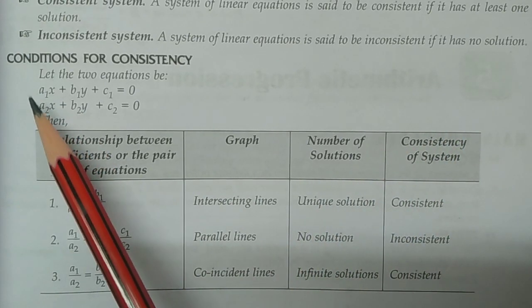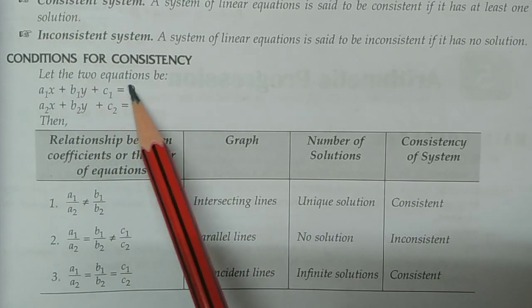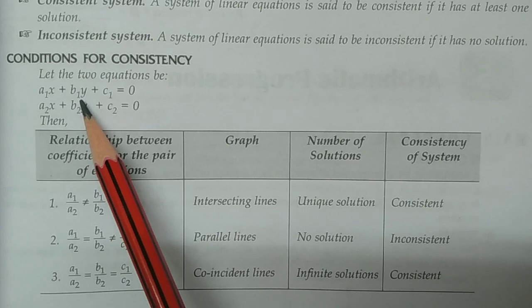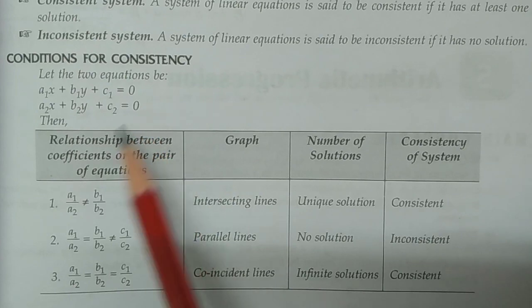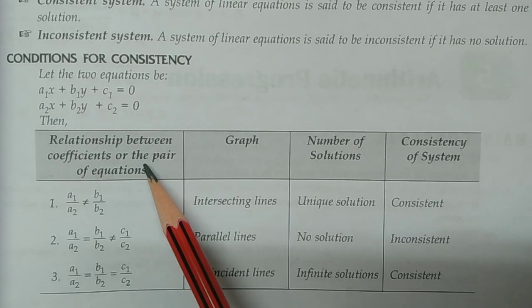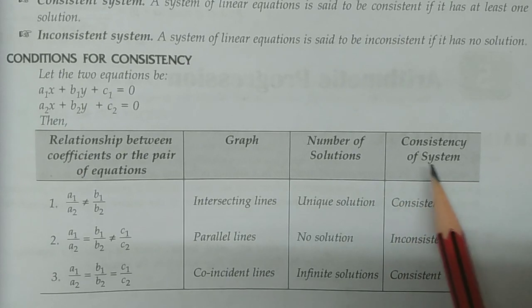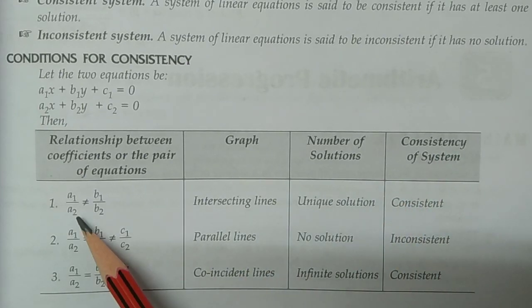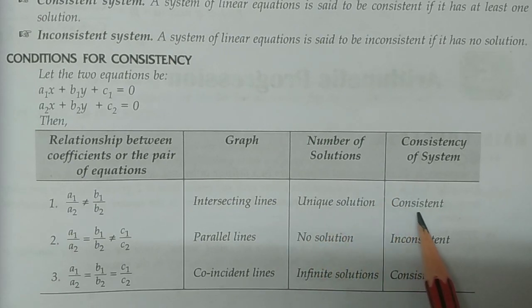Now it starts from here. Conditions for consistency. Let the two equations be a1x plus b1y plus c1 equal to 0 and a2x plus b2y plus c2 equal to 0. Then the table gives the relationship between the coefficients of the pair of equations, the graph, the number of solutions, and the consistency of the system. First, a1 by a2 not equal to b1 by b2: in the graph, intersecting lines, and in solution, a unique solution, and it is consistent.